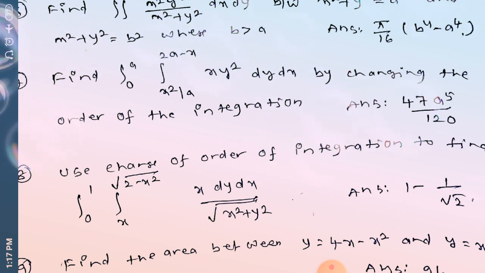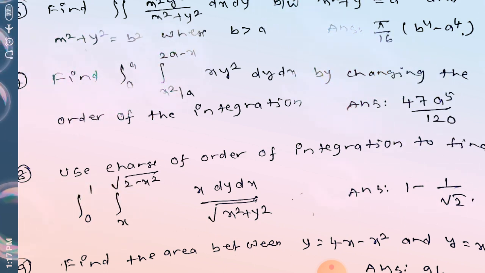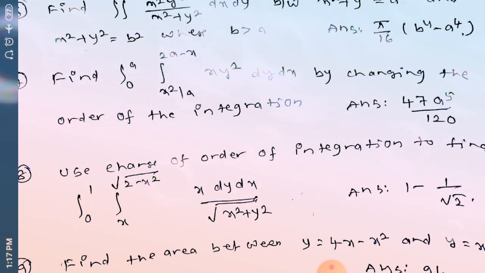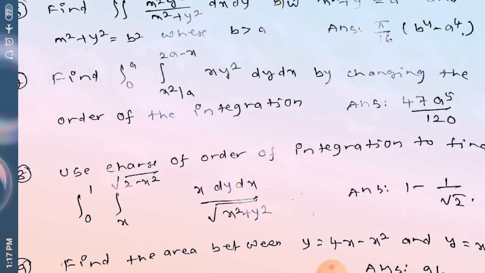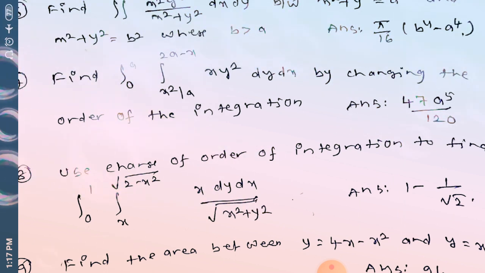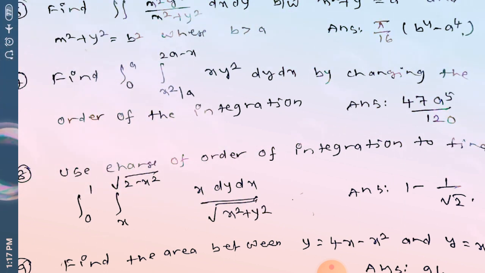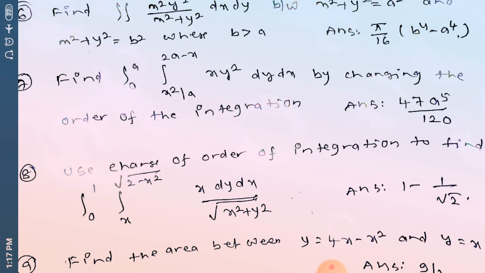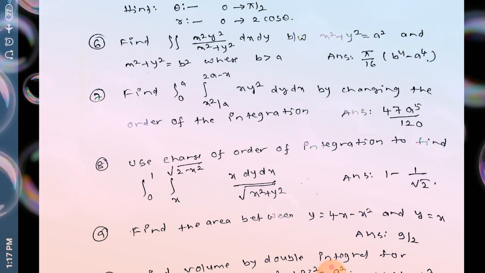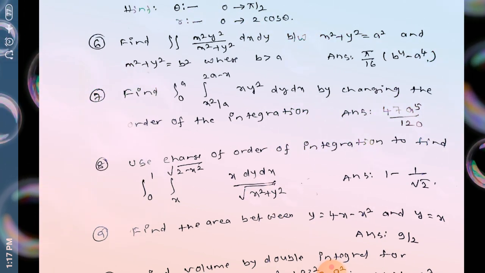So if I take one part, the x limits are 0 to y and y limits are 0 to 1. Similarly, in another part, x limits are 0 to under root of 2 minus y square and y limits are 1 to root 2. Just you do the simplification, substitute the limits, combination of two integrals, you can get the final answer is 1 minus 1 divided by root 2.